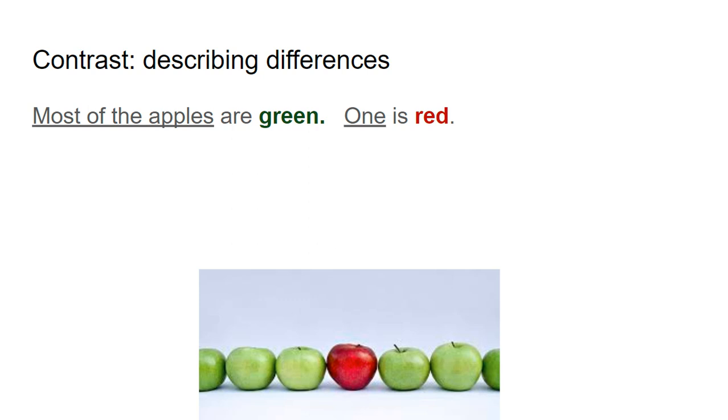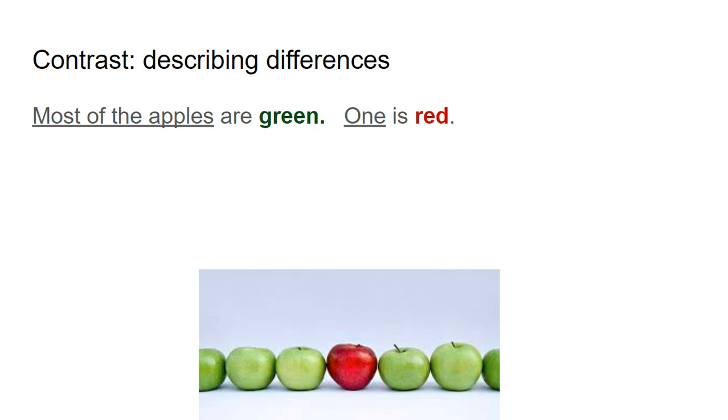So sentence number 2 is also one clause, one subject, one verb, and a complete idea. One is my subject, it's a pronoun. Is my verb, and red is the idea that completes the sentence. So I have two sentences. Each sentence is a clause. A clause is a subject, a verb, and a complete idea. So most of the apples are green. One is red.